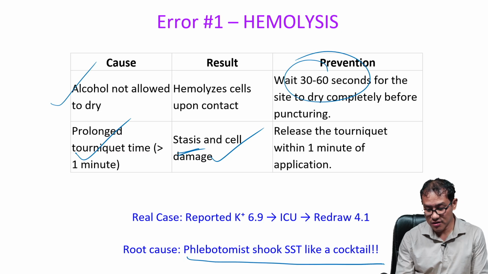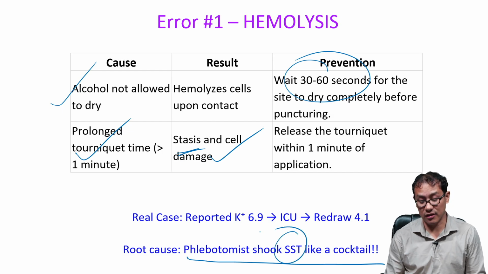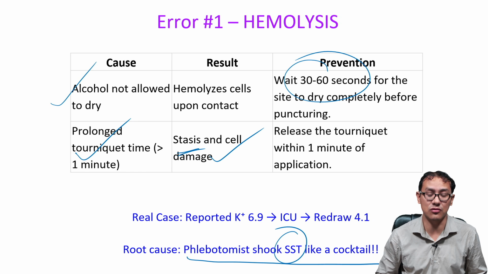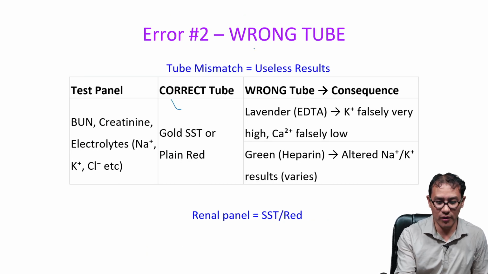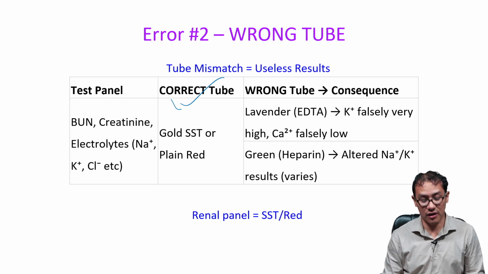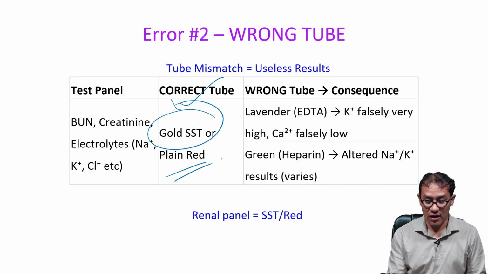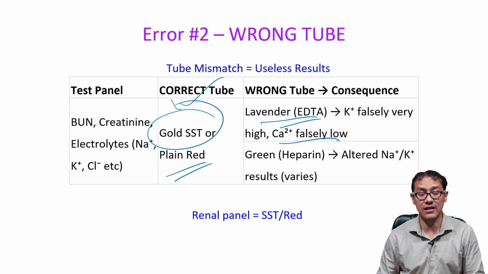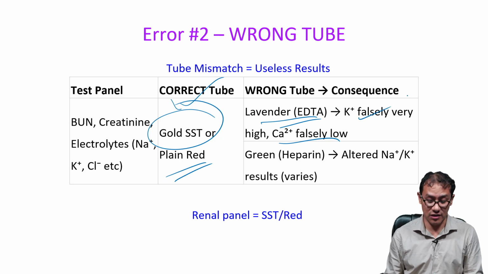In phlebotomy, if vigorous shaking of the tube is done, then the whole chemistry will be disturbed and the investigation is not reliable. Use of the proper, correct tube is very important. For example, the gold SST or the red vial can be used. Lavender is generally avoided because calcium may falsely come out low and potassium may be falsely high.